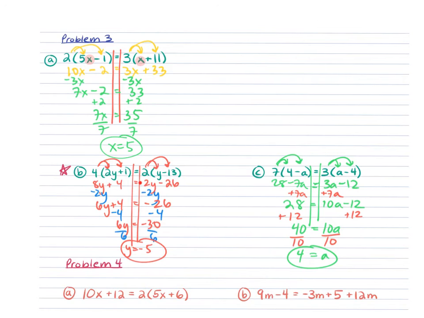Okay, so hopefully for B you got -5. You can follow along there if you want to press pause. And then C is 4.